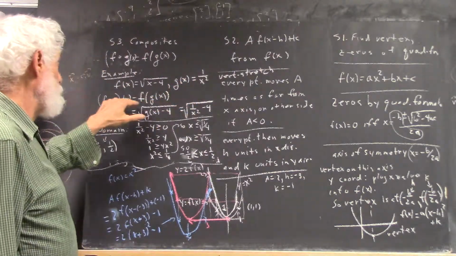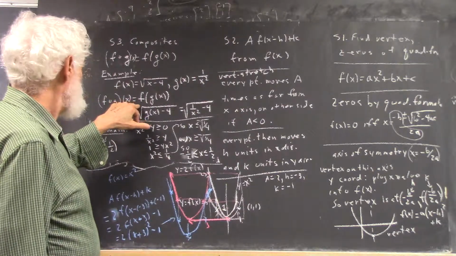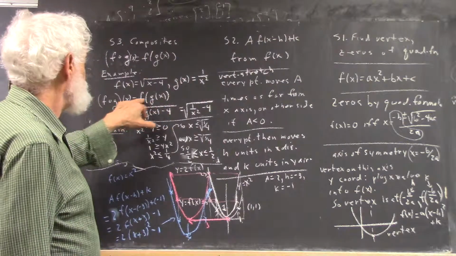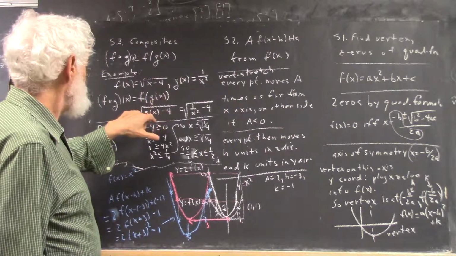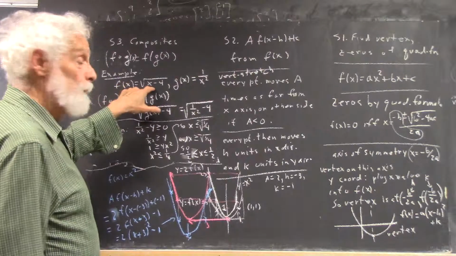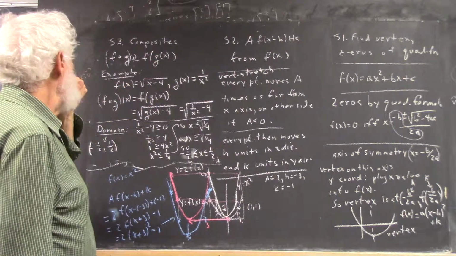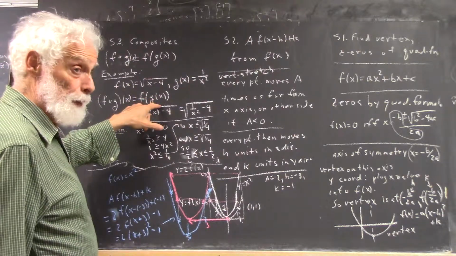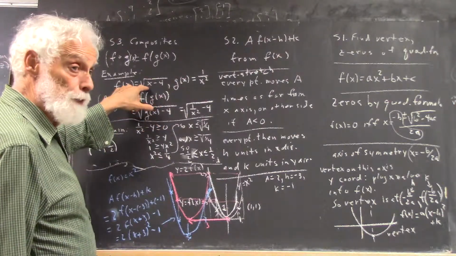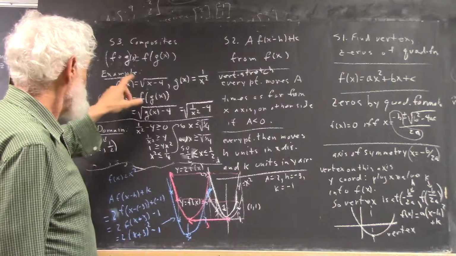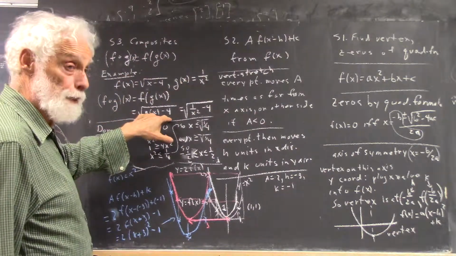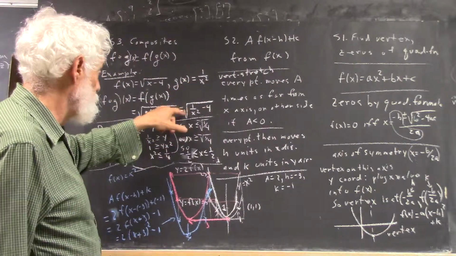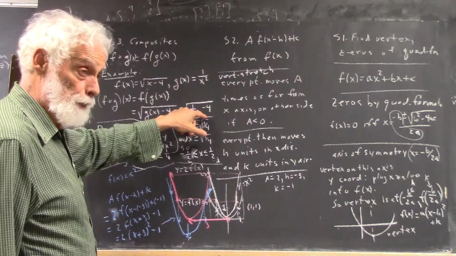F circle g of x is the function which, when evaluated at x, gives you f of g of x. So what's f of g of x? Well, f of x is the square root of x minus 4, so we replace this x by g of x. We're going to get the square root of g of x minus 4. And since g of x is 1 over x squared, this is the square root of 1 over x squared minus 4.